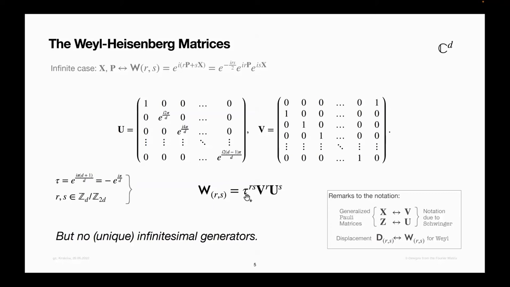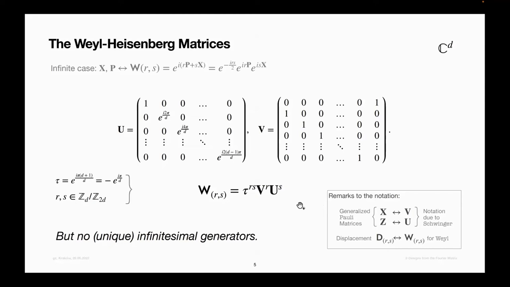You have to add some phases here, which is very useful. It is a bit analogous to the infinite case, where this phase also pops up. Not much to be said, only maybe a remark on the notation. I use W here. Many people use D for displacement. X and Z are also used for these two matrices because they are generalized Pauli matrices. I use a notation which is very widely used in the physics literature.